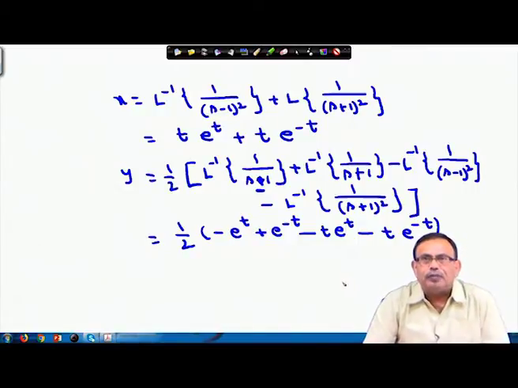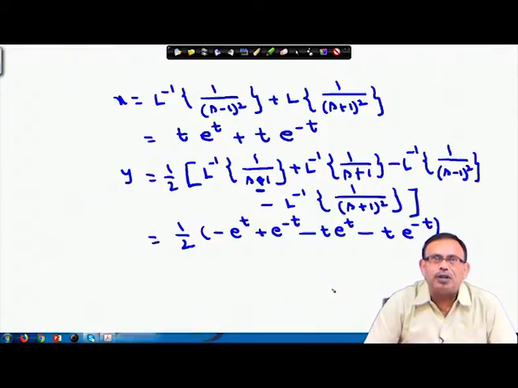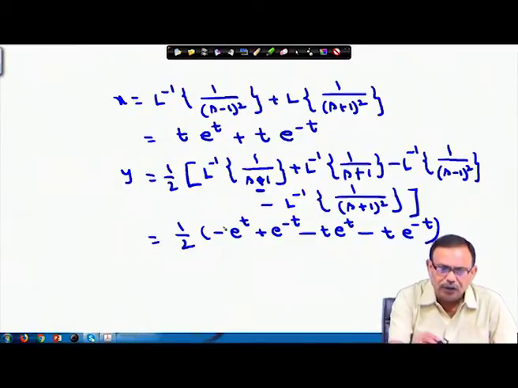So, like this way, whenever you have two simultaneous equations, I am applying the Laplace transform on both of them, and I will get two simultaneous algebraic equations. Once I am getting two algebraic equations, I am solving this and finding out the Laplace transform of x and Laplace transform of y. Once I have them, using the inverse Laplace transform, I can always find out the value of x and the value of y.